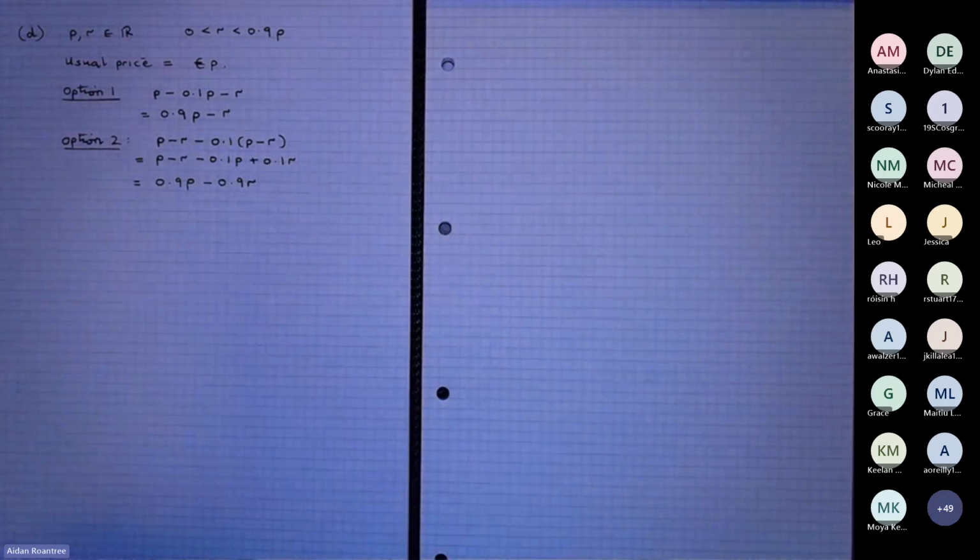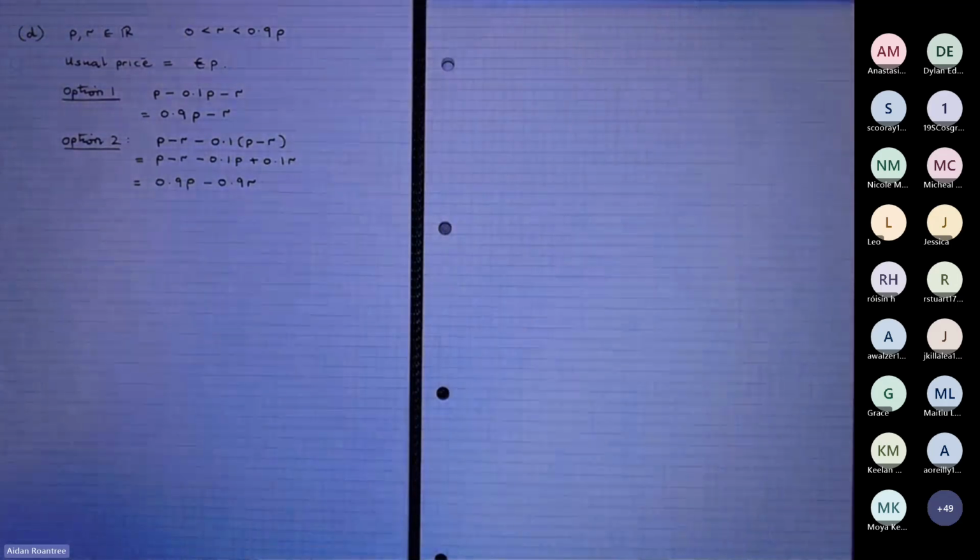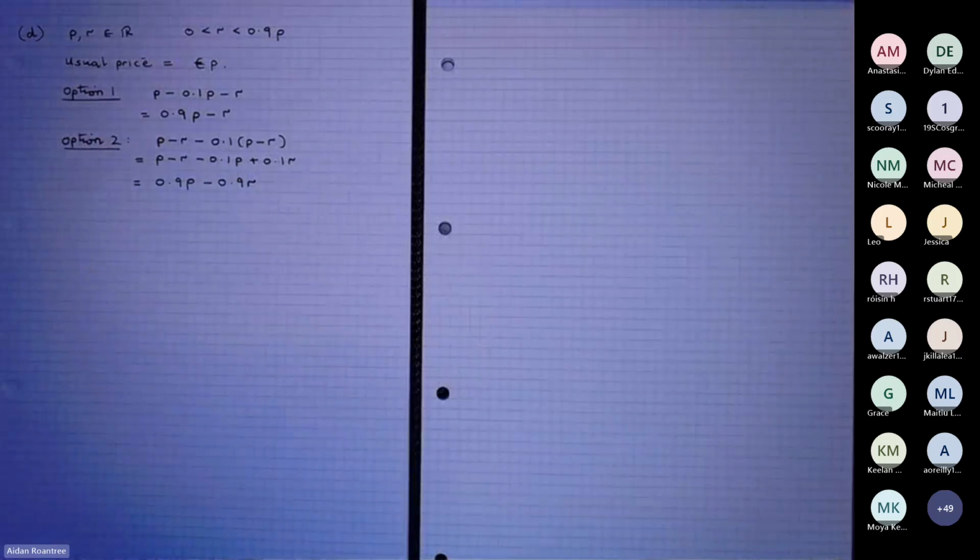Where can you get the 2025 mocks? I'm not quite sure. I think you can probably get them from some of the online sites, I don't know, or maybe your teacher has access to them.